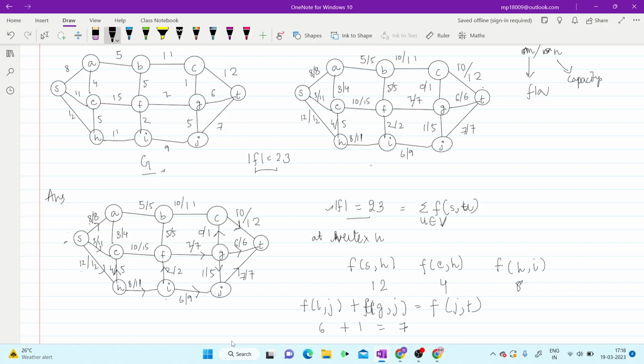And now we have a few more edges. So what about BF and EF? What direction should be for BF and EF?